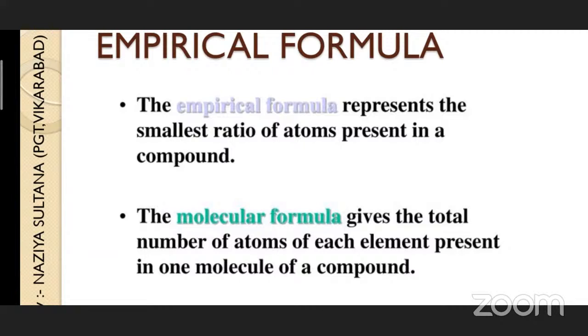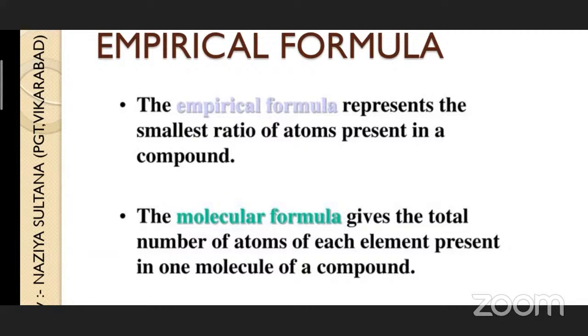Please make a note of it. Please write it down simultaneously. What is glucose? C6H12O6. Make the simple ratio of the elements. All these can be divided by 6, right? So upon simplification, we would be getting CH2O. So CH2O is the empirical formula of glucose.